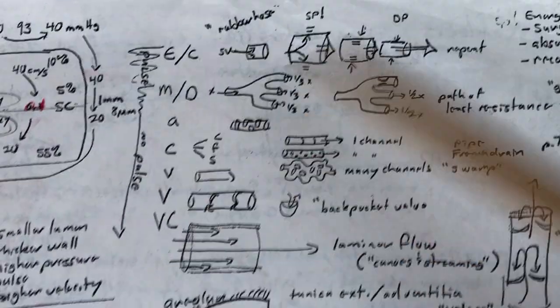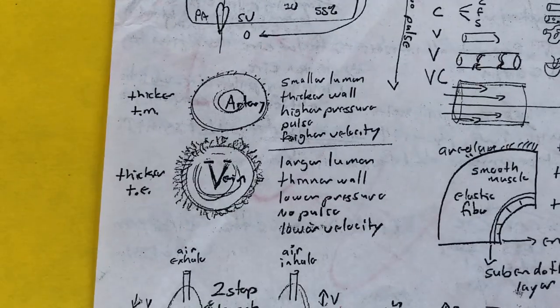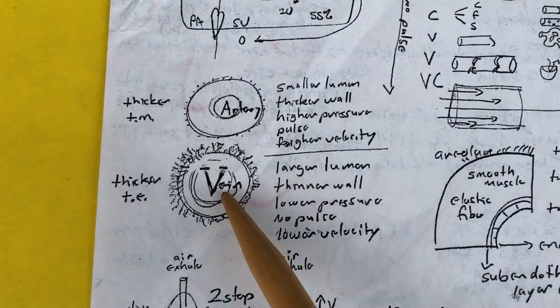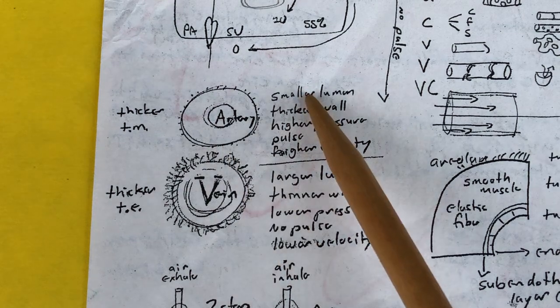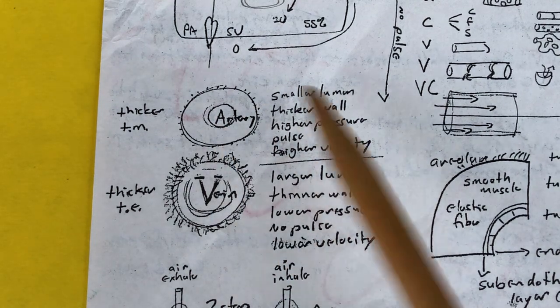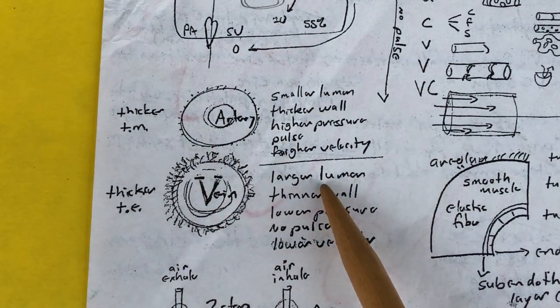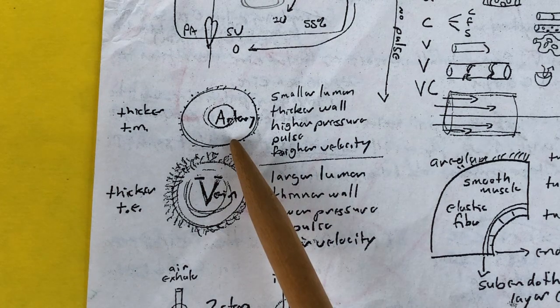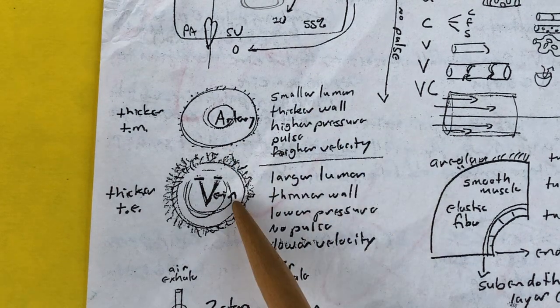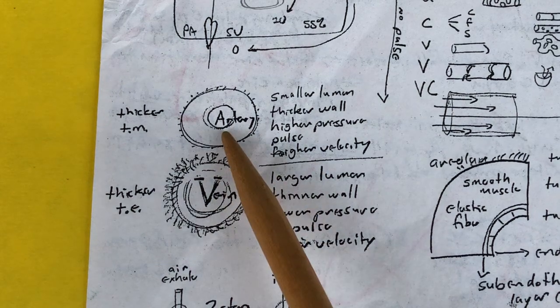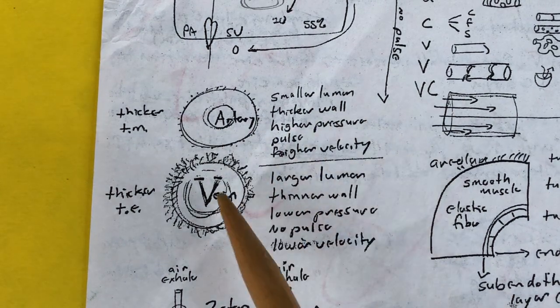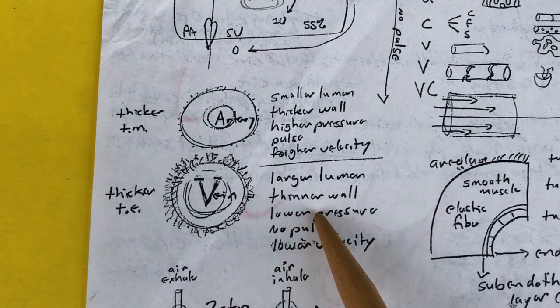Significance. One reason why that's significant is if we look at a quick comparison between an artery and a vein of the same outside diameter. First off, when it comes around to the size of the lumen, the arteries tend to have a smaller lumen. The veins tend to have a larger lumen. When it comes to the thickness of the wall, the arteries tend to have a thicker wall. Veins tend to have a thinner wall. When we look at the pressures inside, arteries tend to have higher pressure. Veins tend to have lower pressure.